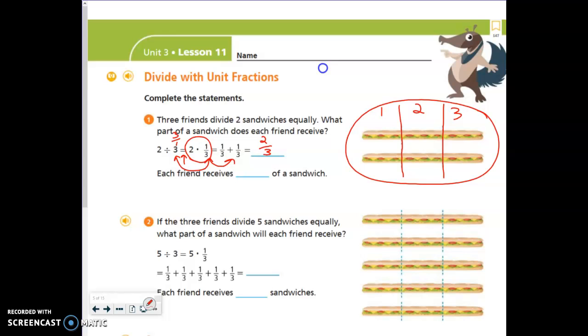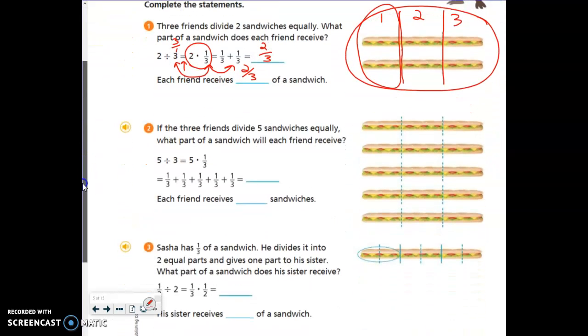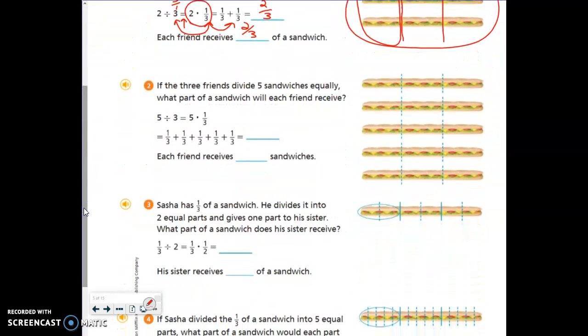And if we look here, we can see that each friend is going to get 2 pieces with sandwiches broken up into 3 pieces. So 2 out of the 3 pieces of those sandwiches are what those friends are going to get. Okay? So each friend is going to receive 2/3 of a sandwich. Again, I think there's going to be some questions after these videos, but we're going to do our best to try and explain this going forward. So I'm guaranteeing there's probably going to be 2 videos here.